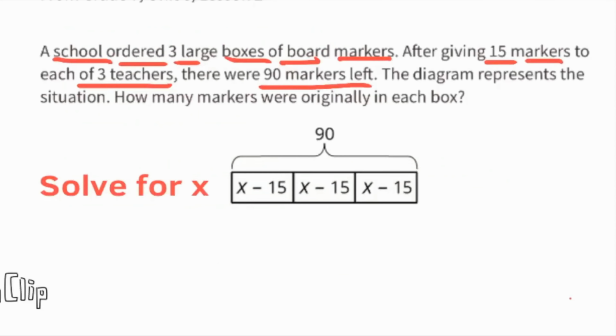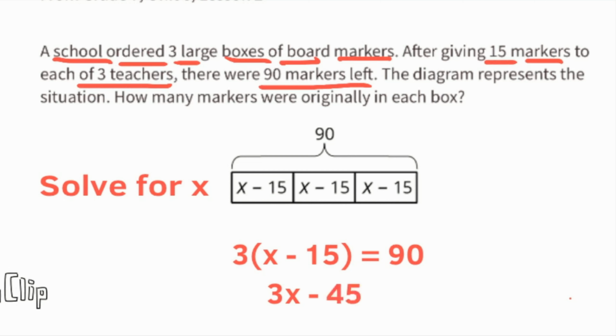We need to solve for x. We have x minus 15 3 times, and that totals 90. So we can write that as 3 times x minus 15 equals 90. 3 times x minus 15 equals 3x minus 3 times 15, or 45. So 3x minus 45 equals 90.